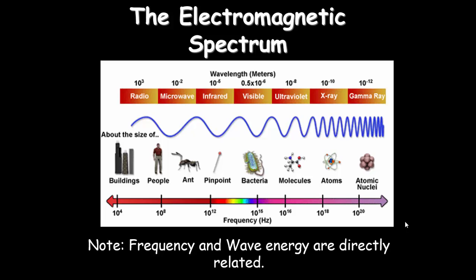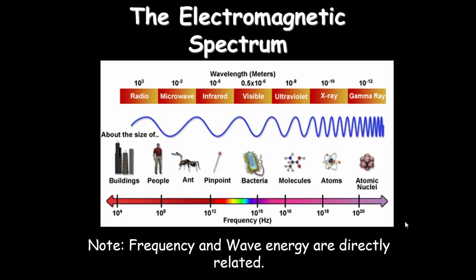Now, if you look at the image on the screen, the more frequency you have, so the stuff towards the right side of this image, your X-rays and gamma rays, the wavelengths are much smaller. The crests are much closer together than at the other end of the spectrum, radio and microwaves. Because the wavelengths are so much smaller, by definition, that means the frequency is increased. Remember, frequency and wavelength have an inverse relationship. So if I decrease wavelength, I have to increase frequency.